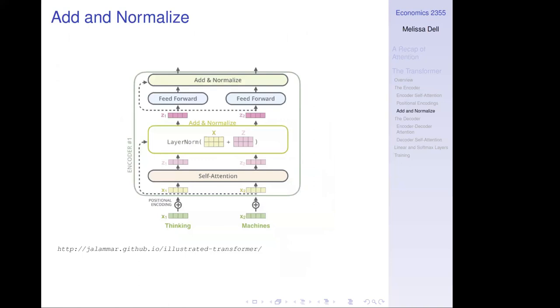This is just another representation of that, where you feed in your embeddings for thinking and machines, you add them to your positional encodings, and they go into the self-attention layer. The output of that is the attention vector Z that we saw. You add Z to X, you normalize, and then the result gets passed into the feed forward layer, and then you just add and normalize again.